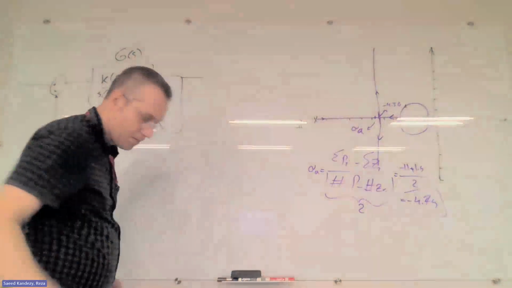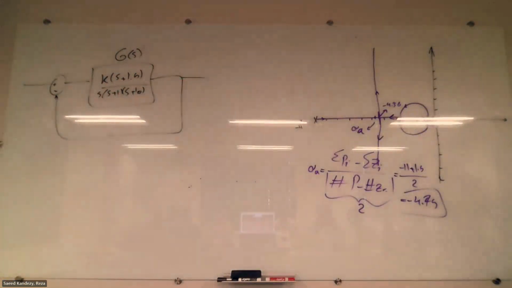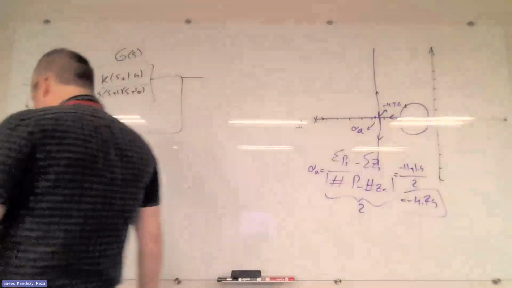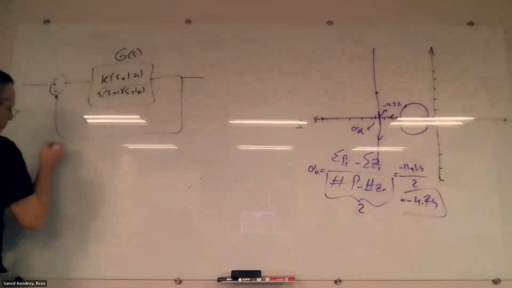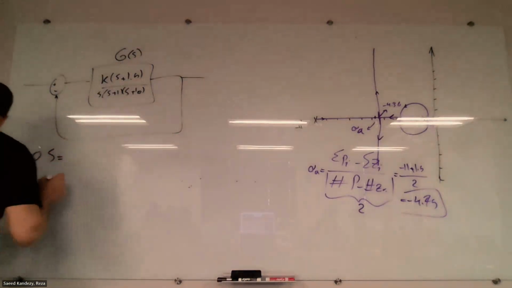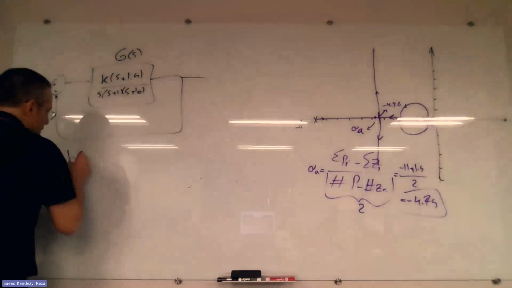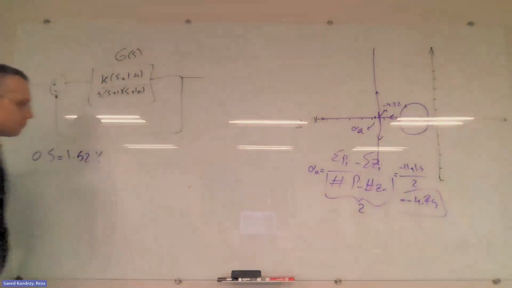Now, this time, I want the overshoot of my response to be a certain value as a percentage. So I am going to design the system based on the target value for overshoot. What is the value of the overshoot? 1.52%.